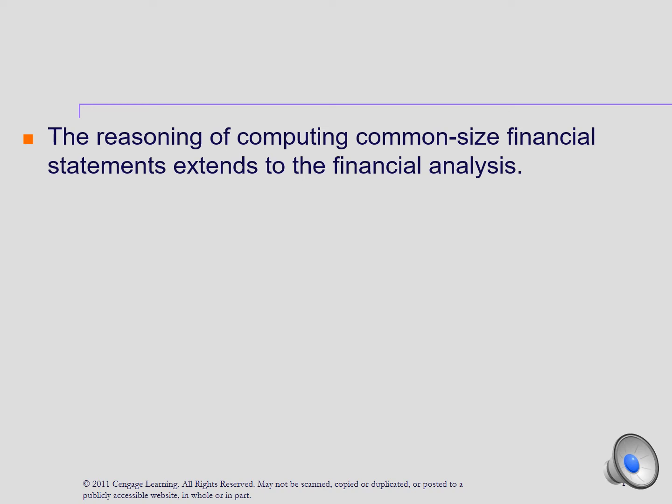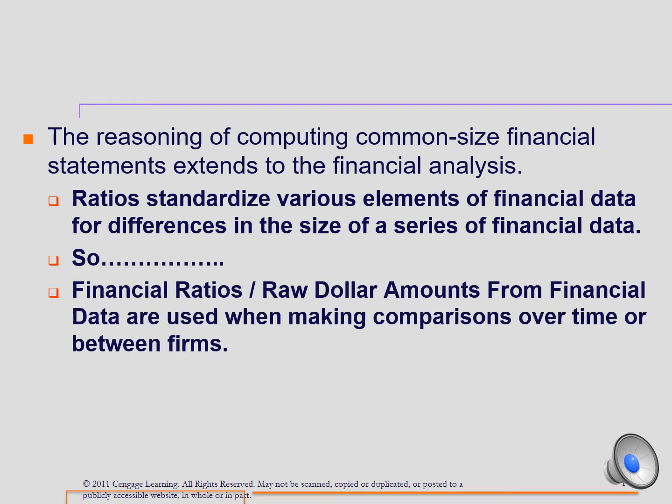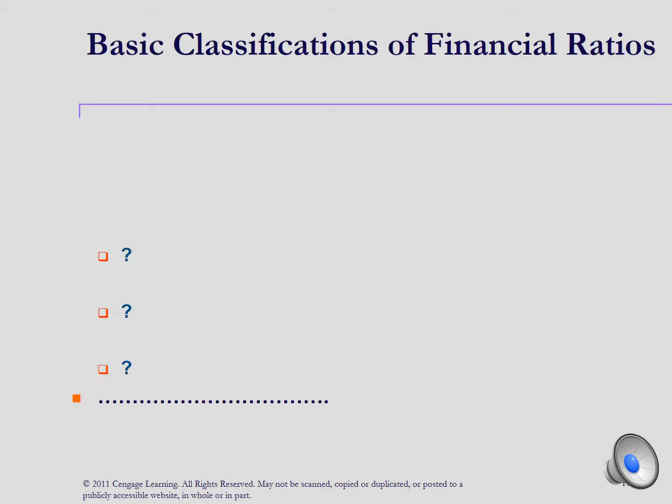The reasoning of computing common size financial statements extends to financial analysis. Ratios standardize various elements of financial data for differences in the size of a series of financial data. So, financial ratios are used when making comparisons over time or between firms.